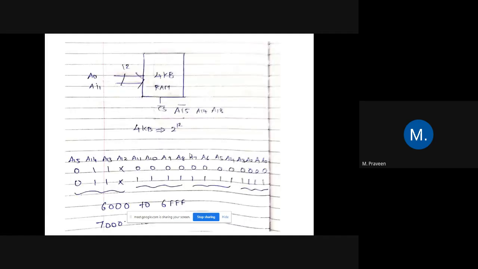So let's see here. In the question itself, they have given that it's a 4 KB RAM. For a 4 KB RAM, the number of address lines required is 12. So 2 power 12 is equal to 4 KB, that is, 4096 bytes. To utilize 4096 bytes from memory, we need 12 address lines.